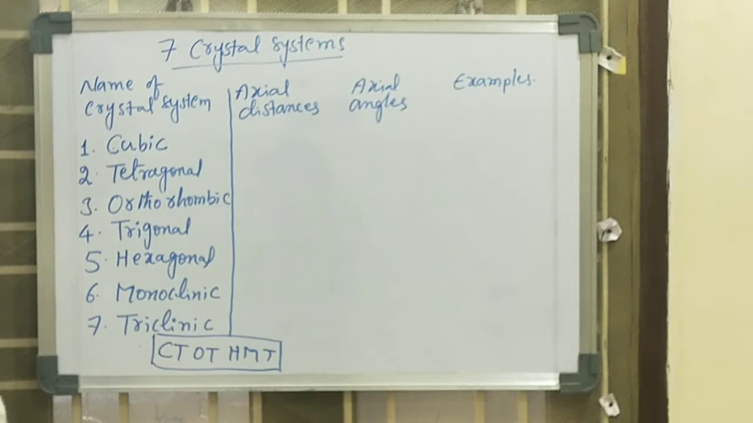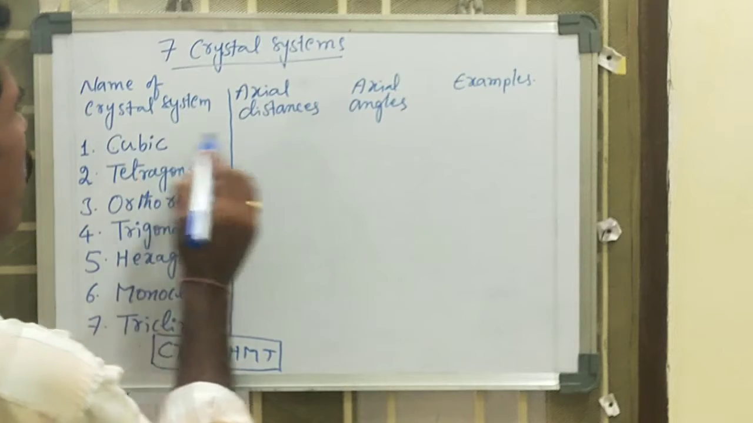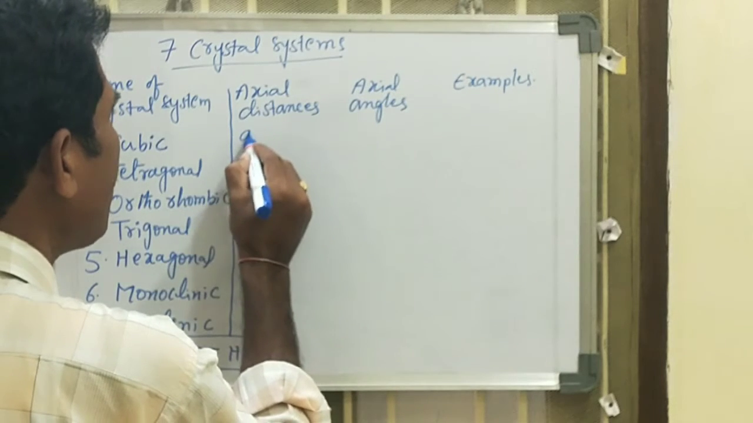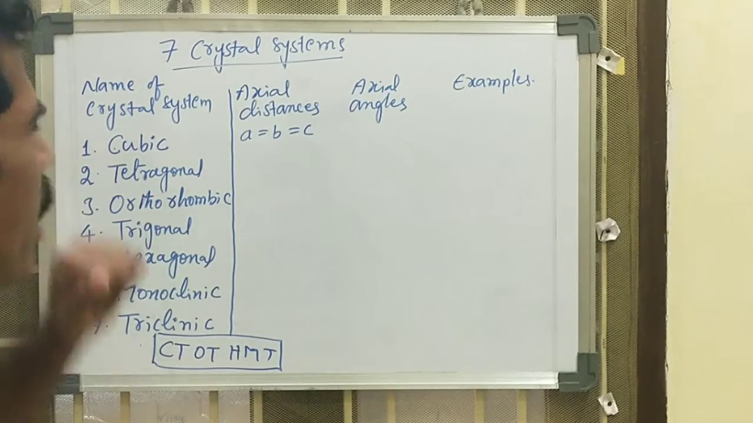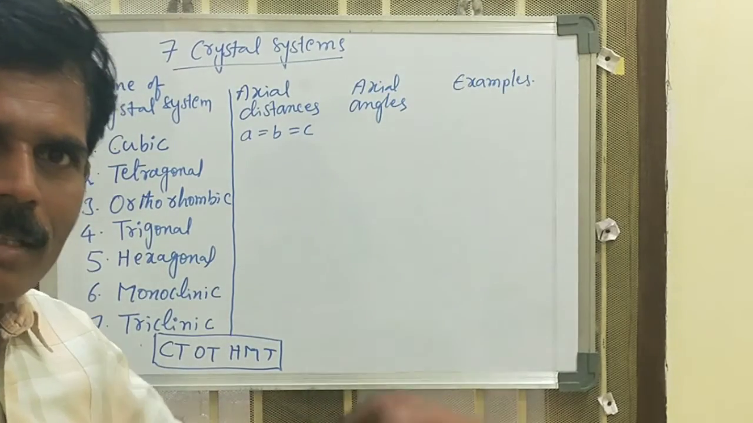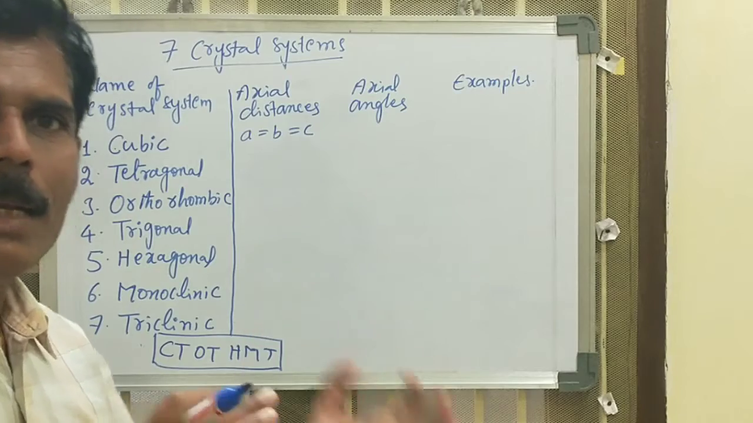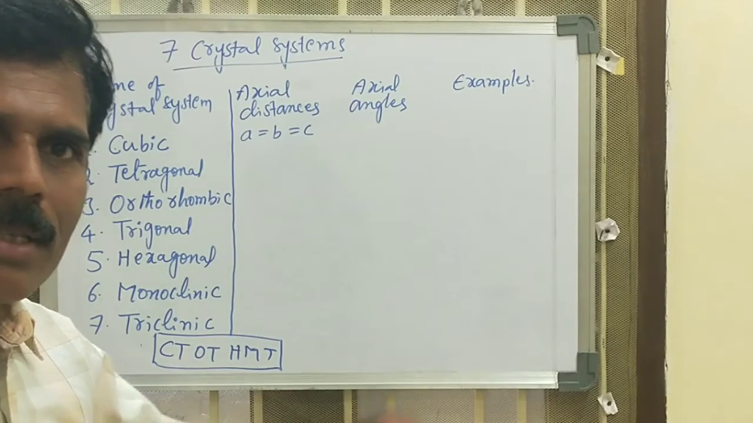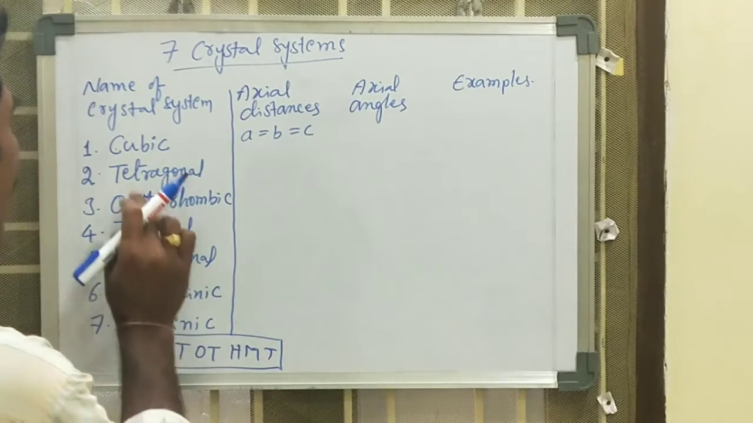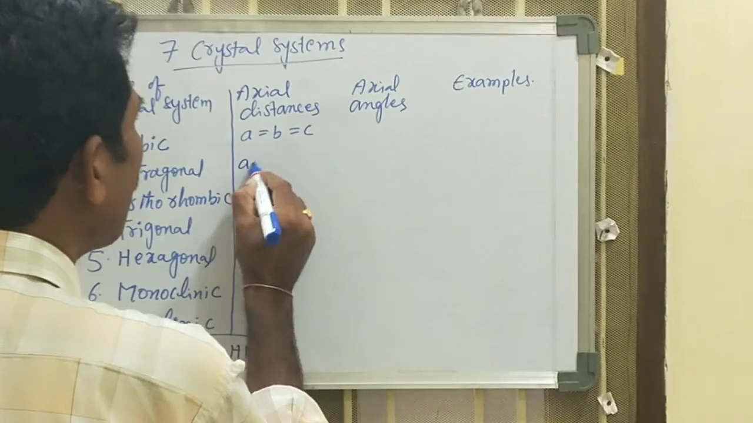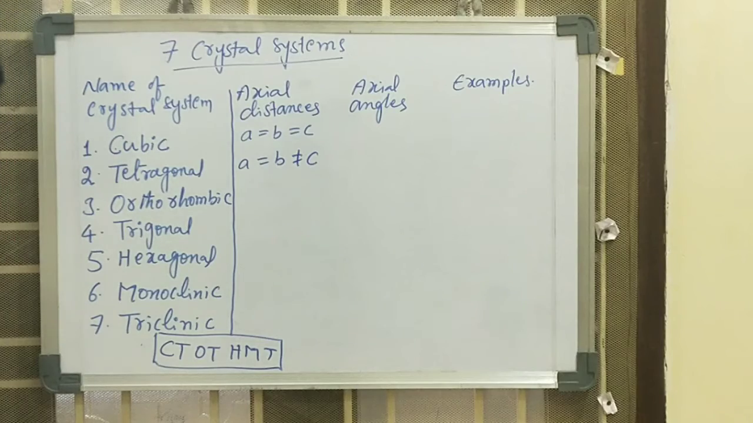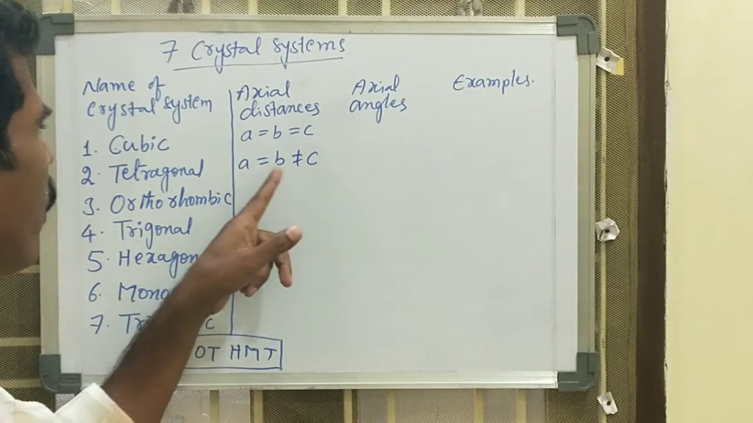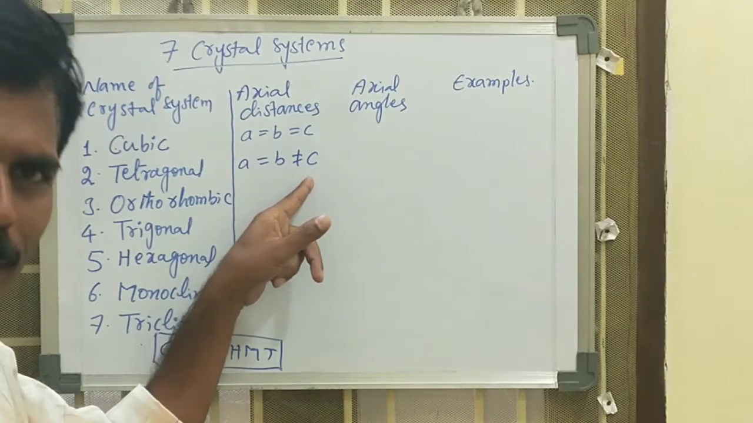Then go for axial distances. For the cubic system, axial distances: A equal to B equal to C. Yes, for the cubic system, the 3 distances are the same. And for tetragonal, A equal to B is not equal to C. These 2, A and B, are not equal to C.